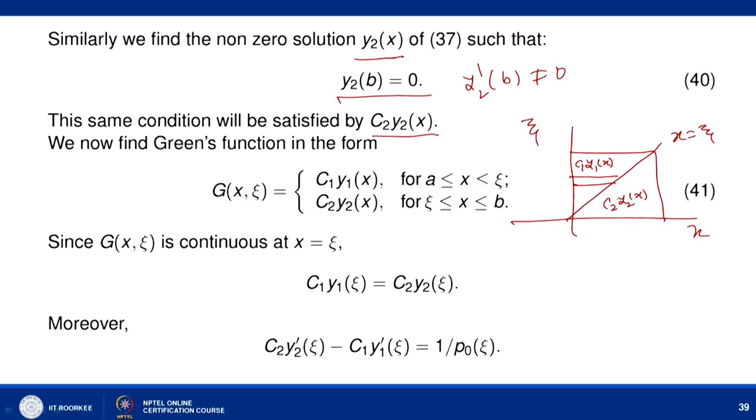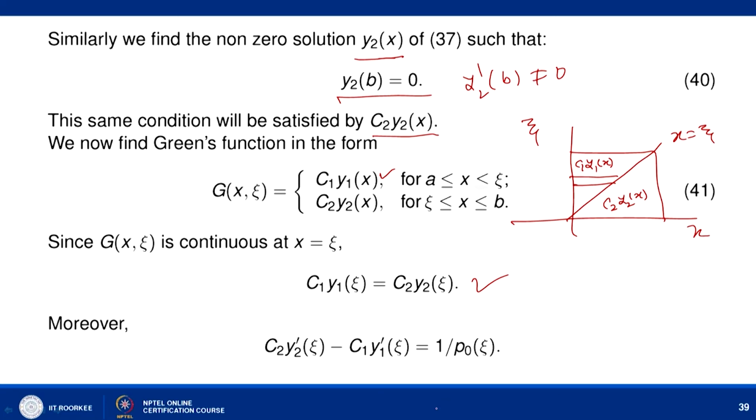So, first property: we have assumed that g(x, xi) is continuous at x equal to xi. So, on this diagonal it is continuous. It means that c1 y1(xi) equal to c2 y2(xi). If we come from the left or the right, the value must be equal, because here we are approaching from this side and approaching from this side at x equal to xi, it must be equal. So, c1 y1(xi) equal to c2 y2(xi), that is from the continuity of g(x, xi).